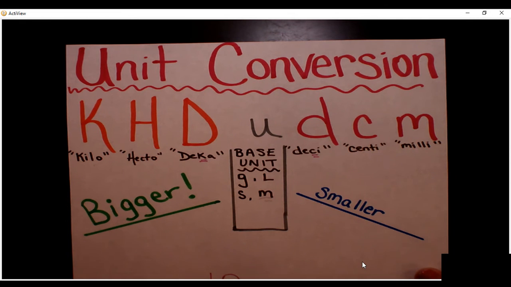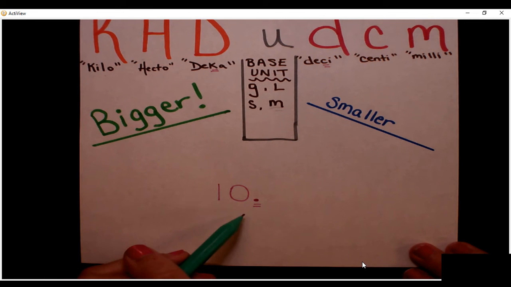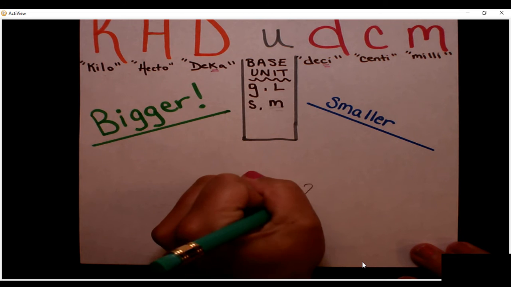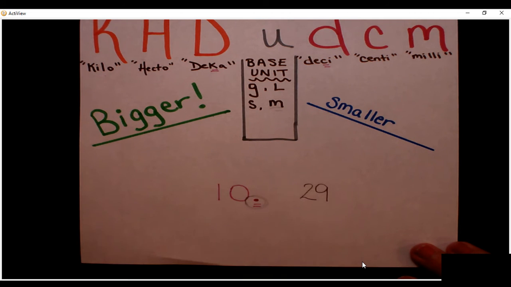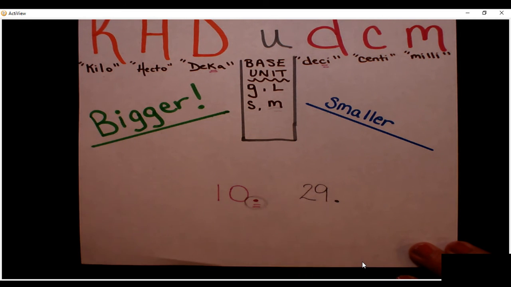One important thing to remember when we start to do our conversions is if we have a number and there is no decimal point present, it is assumed that that decimal point is at the end, so at the right-hand side. So if I were to write 29, there is no decimal point there, but we know that it's located right there. So let's go ahead and do some unit conversion practice.